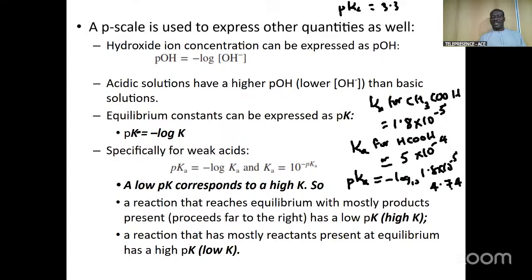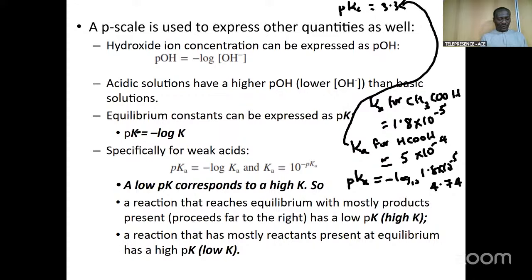You can see now that when you have a higher Ka value, it corresponds to a low pKa. As you can see, for Ka of 5 to the power of minus 4, the pKa is 3.3. Here, Ka is 1.8 to the power of minus 5, the pKa is 4.74. So the lower the Ka value, the higher the pKa, and vice versa.